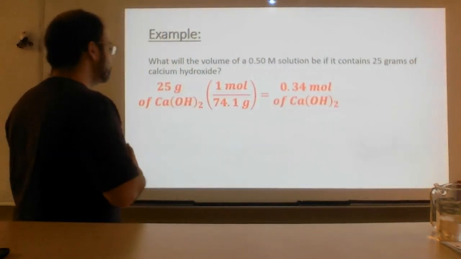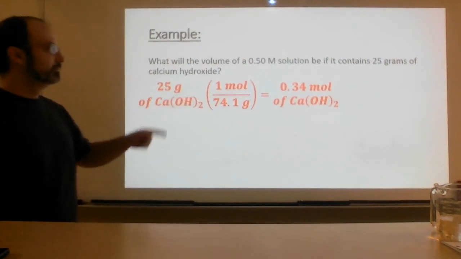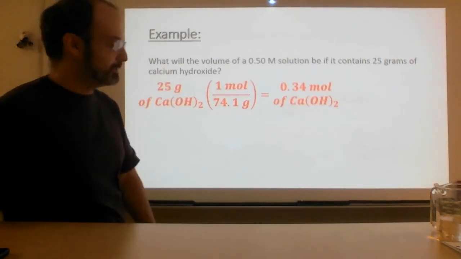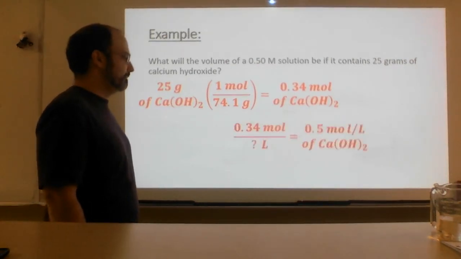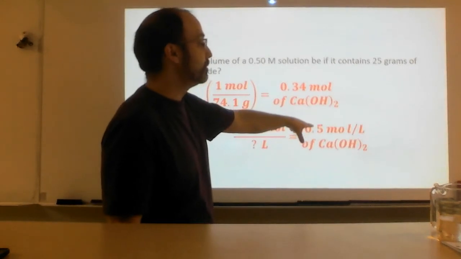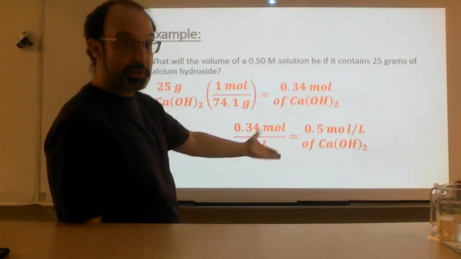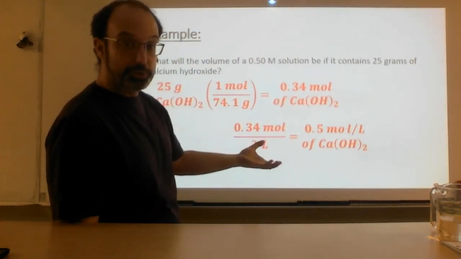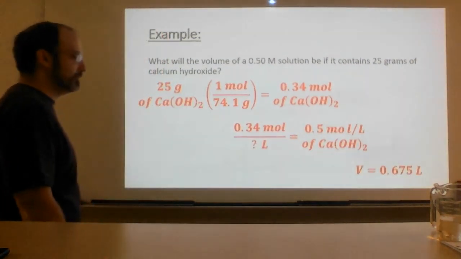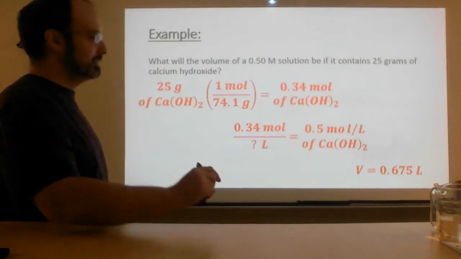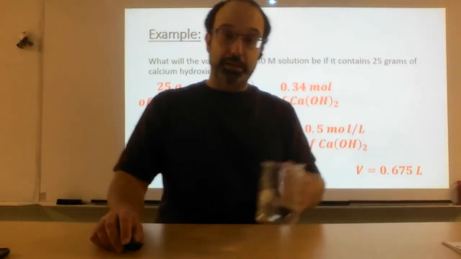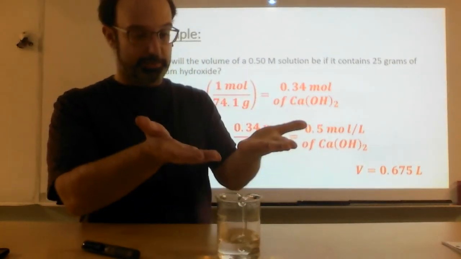Step 1, grams to moles. Remember, calcium hydroxide, 2 hydroxides, because calcium is 2 plus. Next step, 0.34 moles from here equals 0.5 moles per liter from the question. So now we just got to find this missing volume that will make this true. All right, it's going to take a little bit of algebra. We put all that together. Boom, there it is, 0.675 liters. More than my cup can hold. It'll be like up to there.